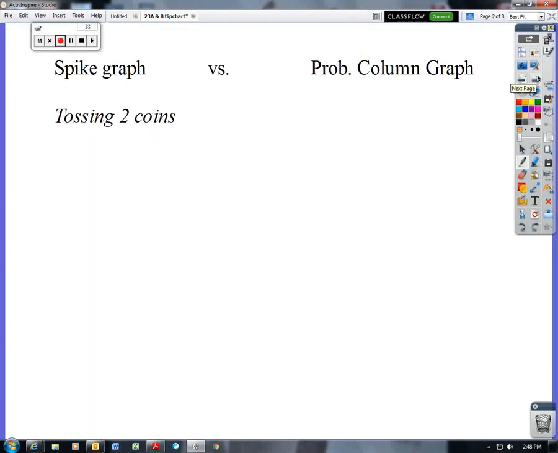And then a spike graph versus a probability column graph. We'll do this for tossing 2 coins. When you toss 2 coins, the outcomes are heads-heads, heads-tails, tails-heads, or tails-tails. To make a spike graph, first you have to decide what your random variable is. We could say it's the number of heads, or the number of tails. Let's just say the number of heads.